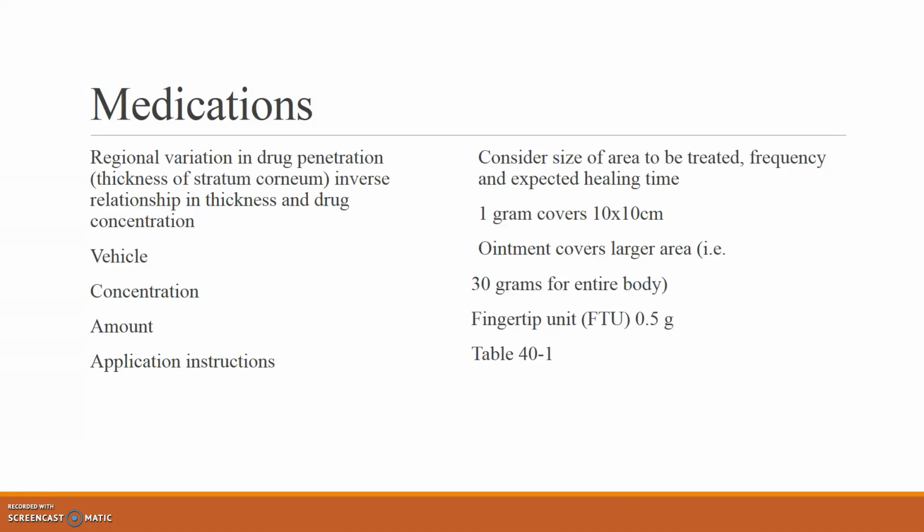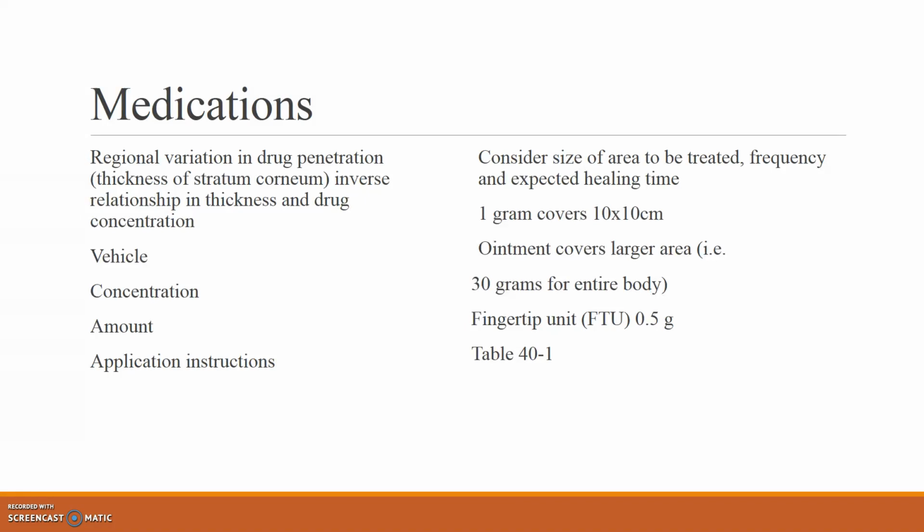One gram of medication covers about a 10 by 10 centimeter area. Ointment covers a slightly larger area versus creams. So 30 grams for an entire body is typically all that's needed. You'll see that written when you're going to prescribe permethrin cream for scabies. It usually comes in a 30-gram tube.